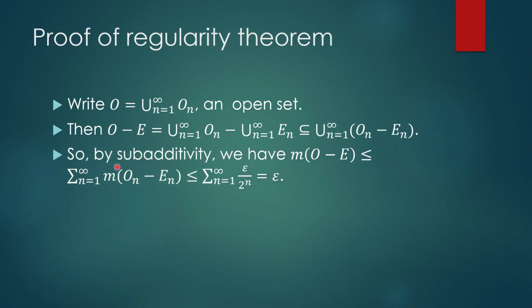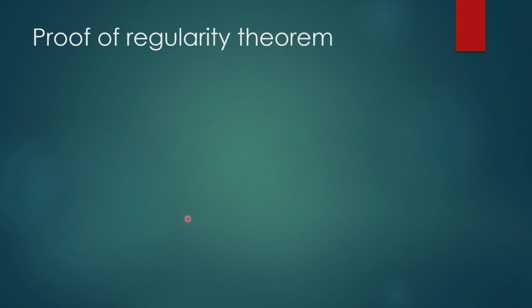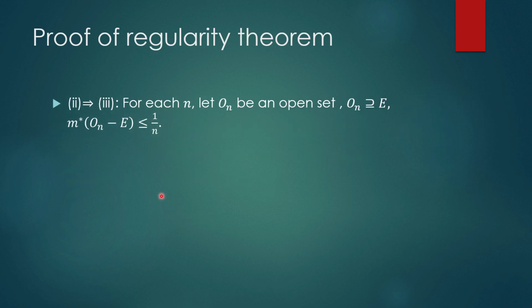So by the subadditivity formula, we have measure O difference E is less than or equal to summation n going from 1 to infinity measure O difference En, that is less than or equal to summation n going from 1 to infinity epsilon by 2 to the power n, and this is a geometric series, its sum is epsilon. Alright, so ultimately this is less than or equal to epsilon, where O is an open set and O is a superset of E. Okay, that is what we wanted to prove.